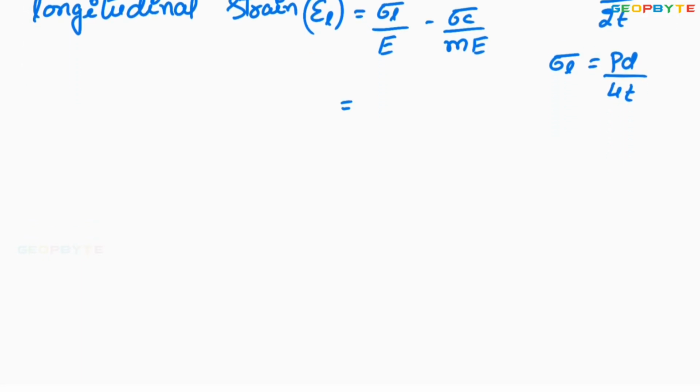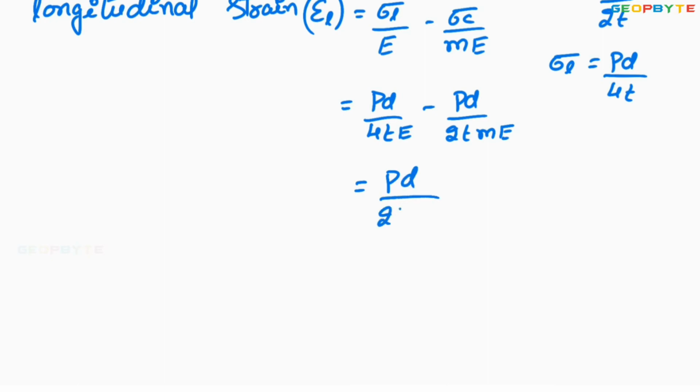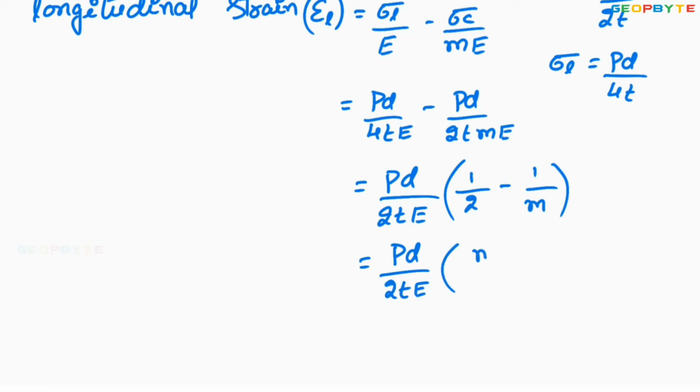Let us put those values. PD by 4TE minus PD by 2TmE. From this you write PD by 2TE outside. PD by 2TE outside, 1 by 2 minus 1 by m. So it can be written as PD by 2TE into m minus 2 by 2m. That is the longitudinal strain.